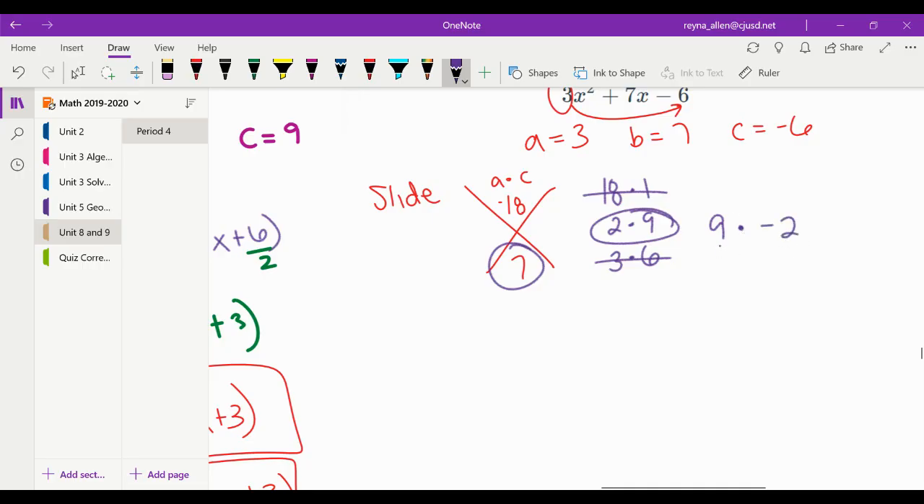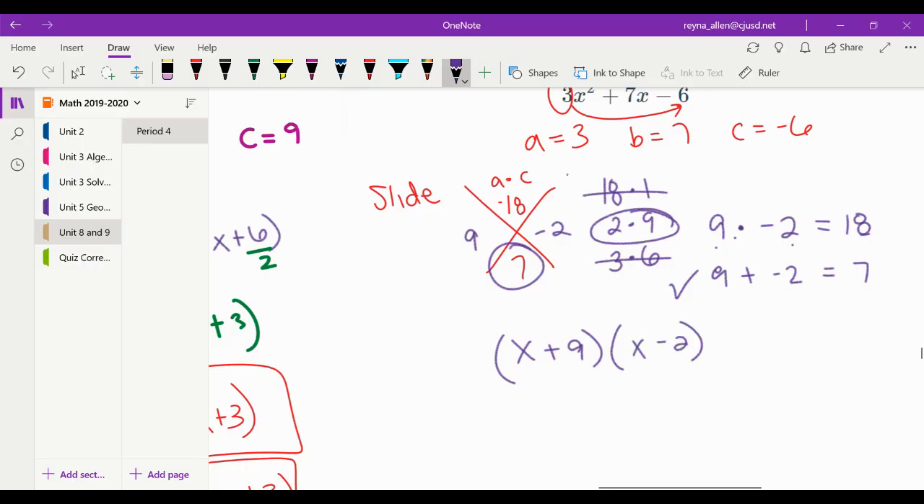So we'll double check. 9 times 2 is 18. And then 9 plus negative 2 is 7. So that works out. So we get x plus 9. Oh, I can write them here. 9 and negative 2. Okay, so slide, divide. What are we going to divide by? 3.